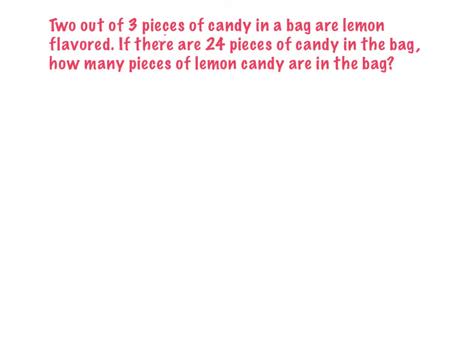Here's the next one, and this one I want you to try on your own. So I want you to try to set up that number model and fill in the parts that you know and try to solve for the unknown. So 2 out of 3 pieces of candy in a bag are lemon flavored. If there are 24 pieces of candy in the bag, how many pieces of lemon candy are there in the bag? So we are looking for the part. We know that the ratio is 2 out of 3, and we know that the total number of pieces in the bag is 24. So pause that and see if you can figure it out on a piece of paper. And then when you unpause, you're going to find the number model that I came up with and how to solve it.